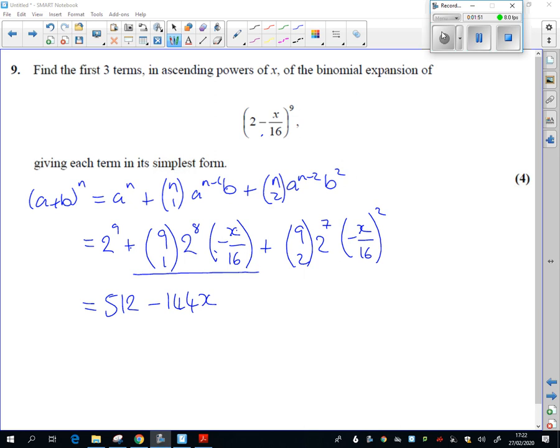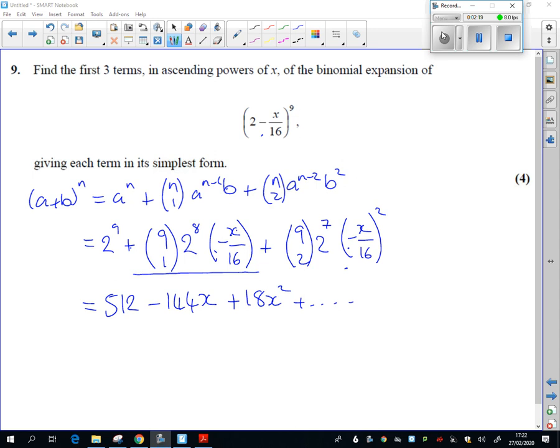Okay, then for the second term, we've got 9 choose 2 times 2 to the power of 7, and then just be very careful here. So that's going to be multiplied by minus 1/16 all squared. So do use brackets there. Okay, and then that should give you 18. And because this time we're squaring the negative, that's going to be plus 18x squared.